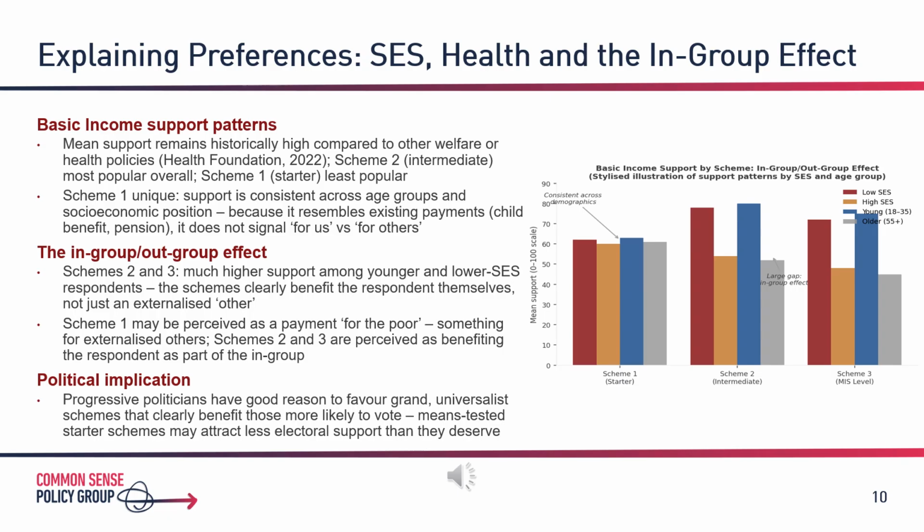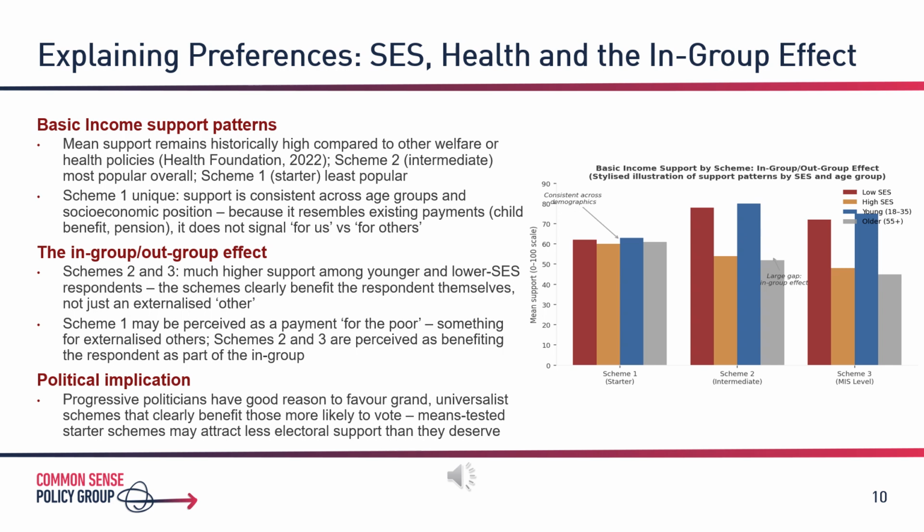Scheme 1, the starter scheme, is modest enough that it resembles existing means-tested payments. It may be perceived as a payment for people who are already receiving benefits, which places recipients in the category of others with whom voters do not necessarily identify. Schemes 2 and 3, by contrast, are generous enough that people in work, people who vote, can clearly see themselves as beneficiaries. This changes the political calculus entirely.